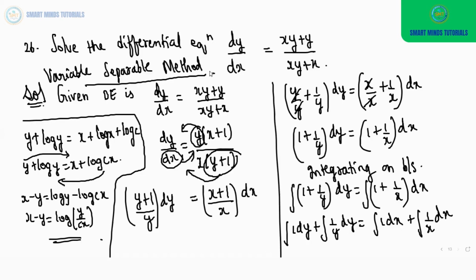Then I applied the integration formulas. What formulas did we use here? Integral 1 dx is x. Integral 1 dy is y. Integral 1 by x is log x. So integral 1 by y will be log y. Okay. One more question we will take from variable separable method only, so you will get a clear picture.